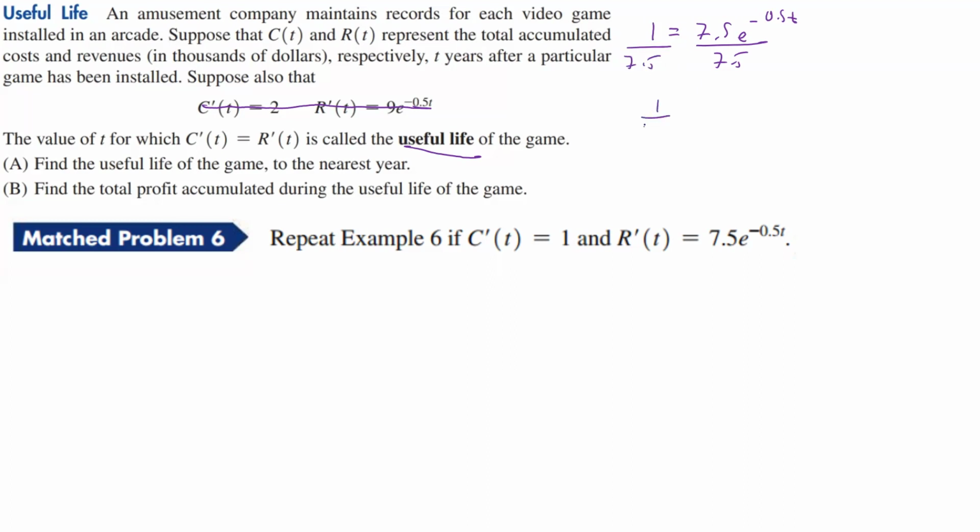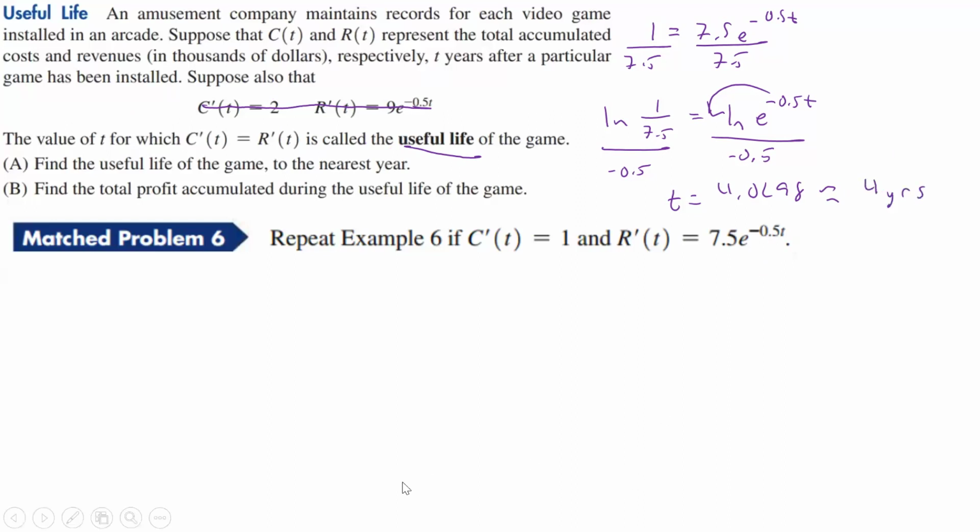And so now we have 1 over 7.5 equals e to the negative 0.5 t. We have to take the ln of both sides. The exponent comes down, and then we divide by negative 0.5 on both sides, and we get what t is equal to. Well, t is going to be equal to 4.0298. If we're supposed to round it to the nearest year, that's going to be about 4 years. So that's our first piece.